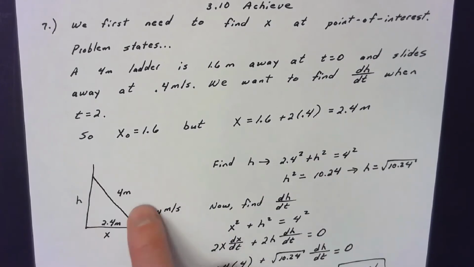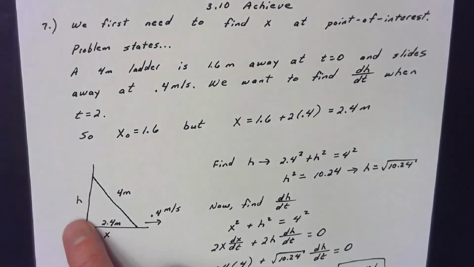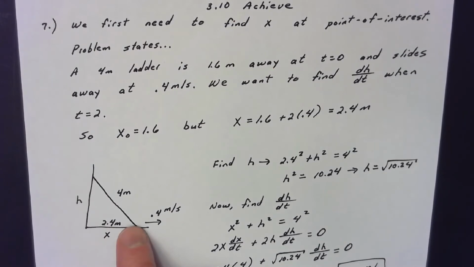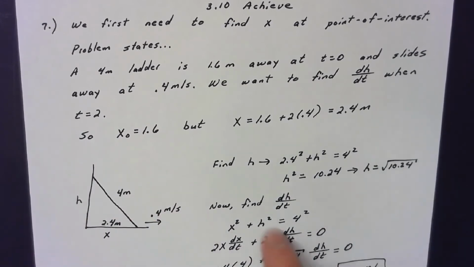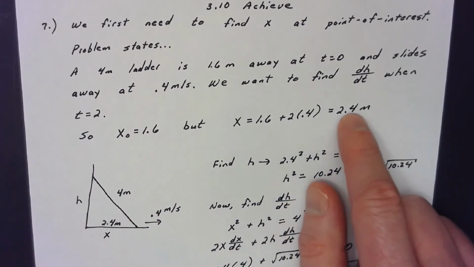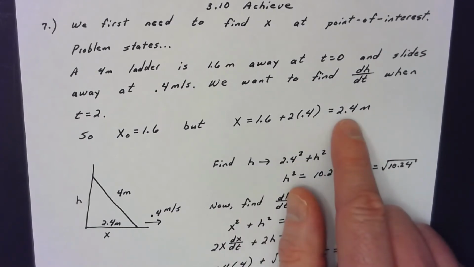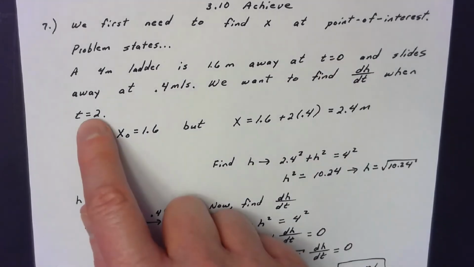So I have a 4-meter ladder that's at the point of interest 2.4 meters away from the wall. And it's going to continue to move away from the wall at a rate of 0.4 meters per second. Once I have my initial triangle set up, it becomes just like the last problem. So the only added thing to number 7 versus number 6 is you had to solve for the length that the horizontal base was away from the wall using the information in the problem.